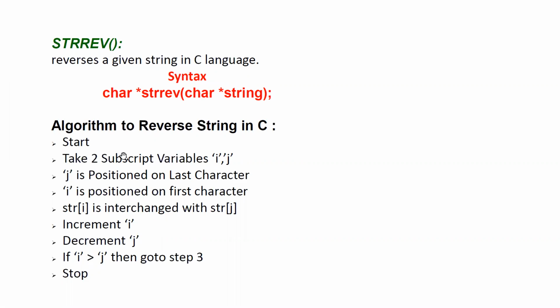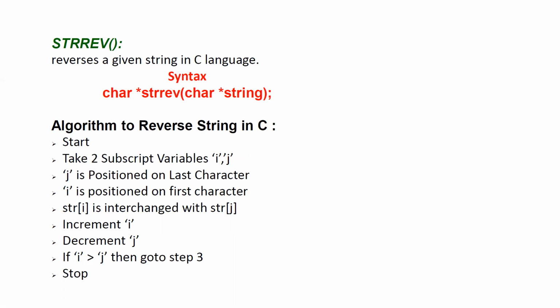First, you need two variables. One is i and another one is j. What happens here is that i is placed at the first character of the string and j is placed at the last character of the string. Then you have to interchange the characters at i and j, I mean at those positions. i is at the first place, j is at the sixth place.